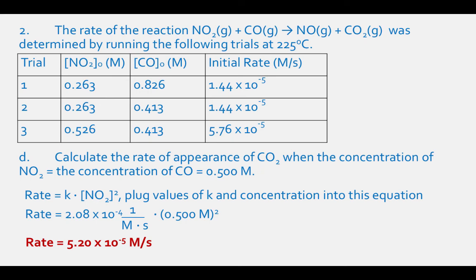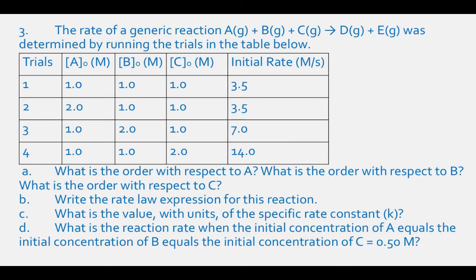3. The rate of a generic reaction, A gas plus B gas plus C gas results in D gas plus E gas, was determined by running the trials in the table below.